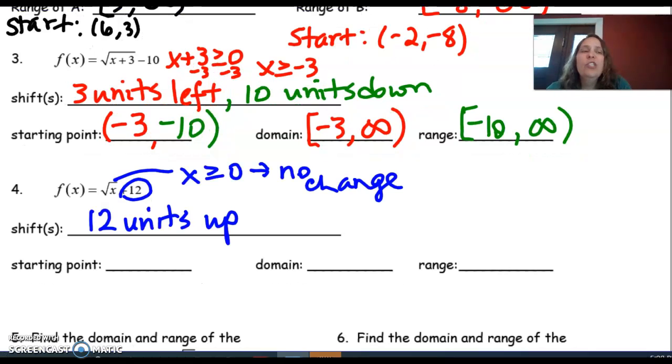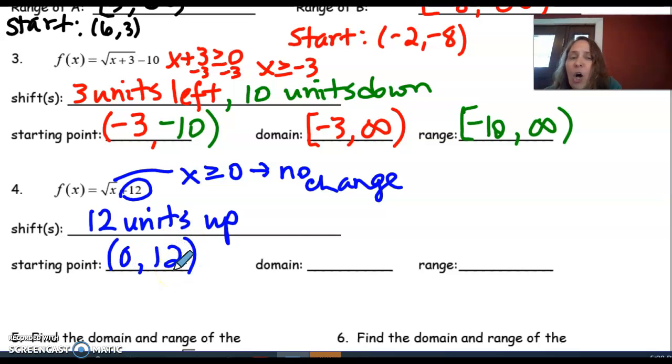Okay, look at that. There's just an x under the radical. There's no plus anything, no minus anything in the radical. That means there was no change. It's just saying x has to be greater than or equal to 0. Well, that's what it was on the original function. So the only change to this function is that the plus 12 outside means that the graph has gone up 12 units. So our starting point still has x of 0 and y of 12.